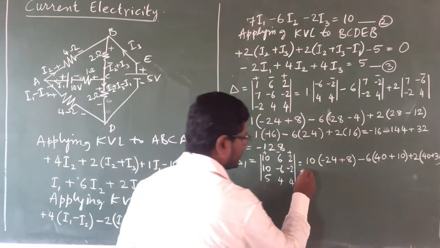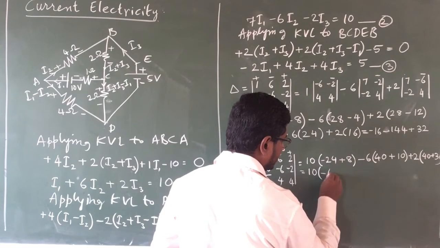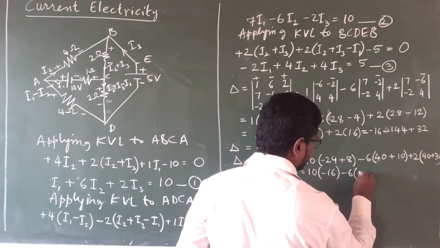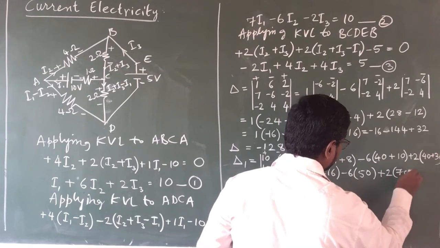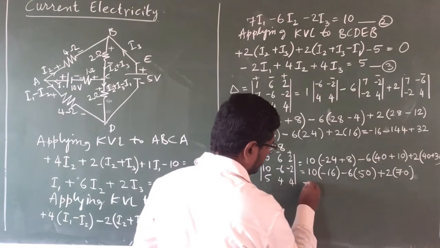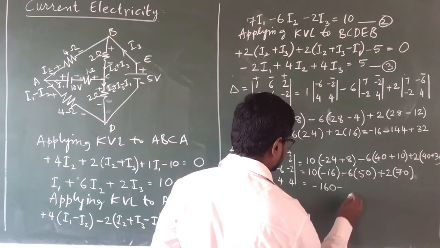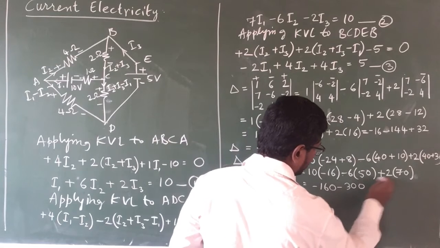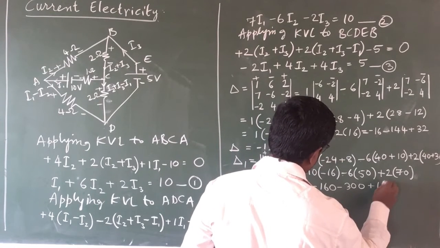Now directly jumping to the next step. 10 into minus 24 plus 8 is going to give me minus 16. Minus 6 remains as it is. 40 plus 10 will give me 50. Then plus 2 into, that is going to give me 70. So this is going to give me minus 160. Minus 50 into minus 6, it is going to give me minus 300. And this is going to give me plus 2 into 70, that is going to become 140.